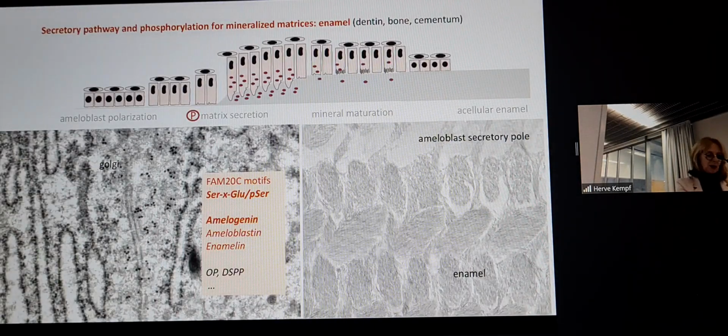So what about this FAM20A and FAM20C? The kinase targets a number of matrix proteins. First of all, proteins of enamel: amelogenin, ameloblastin, and amelotin, but also numerous proteins involved in bone formation, such as osteopontin, or in dentin, DSPP. The motifs are consensus motifs, and the FAM20C kinase acts in the Golgi apparatus, as you can see here, and is important for the phosphorylation of secreted matrix proteins.